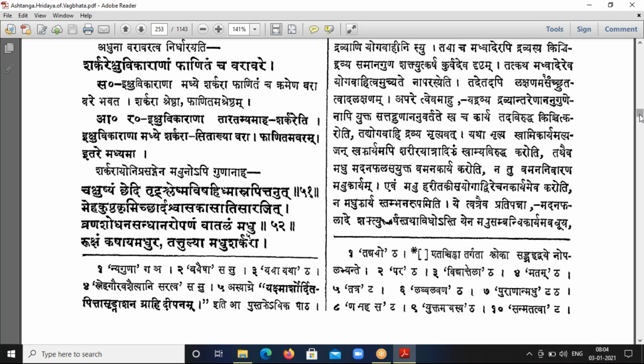Chakshushyam chedi, trit shleshma visha hidma asrapitta nut. Nut: it reduces, works against, pacifies, cures. Trit shleshma visha hidma asrapitta nut.